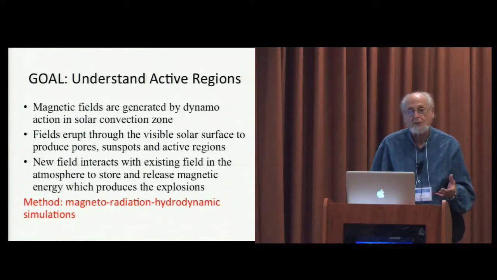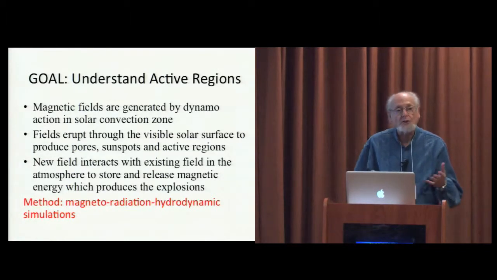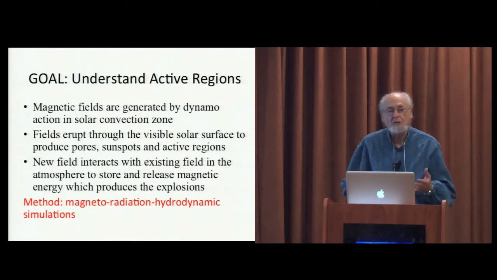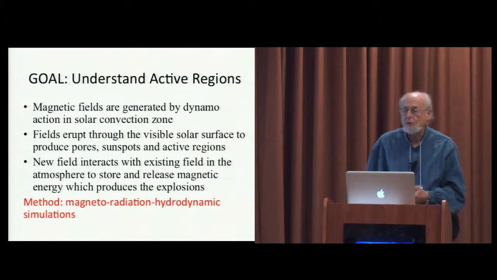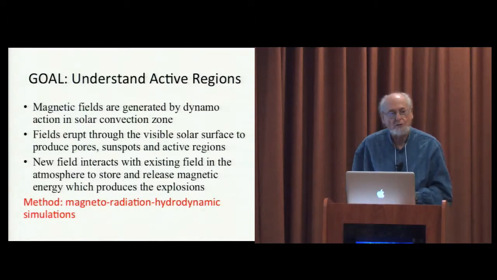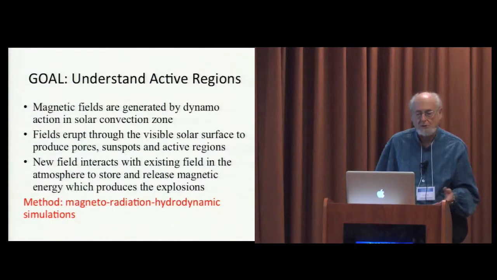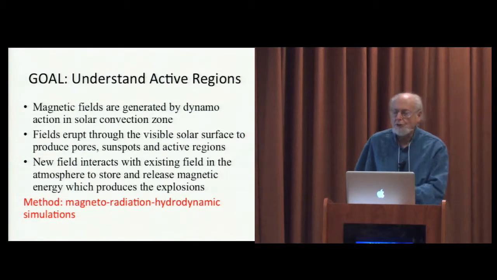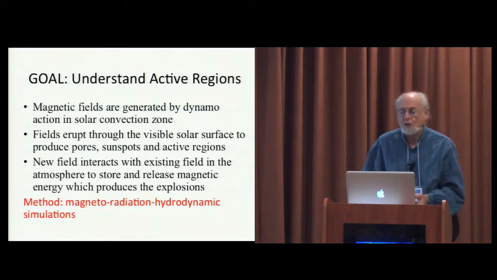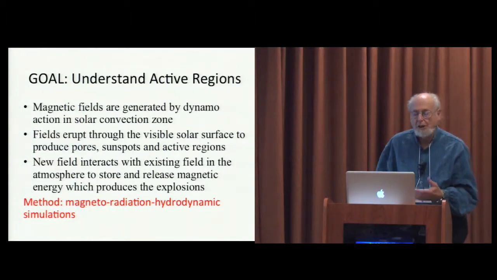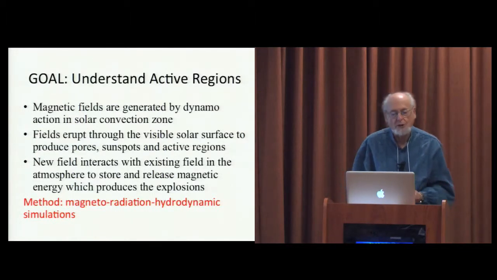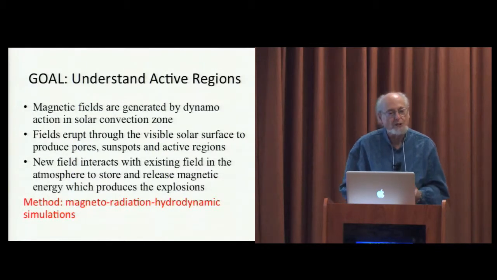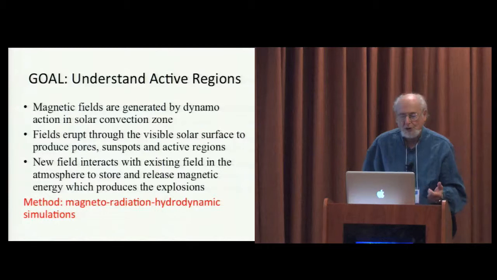We see magnetic fields erupting on all scales, from very tiny things of the order of tens of kilometers up to the large active regions, which are of the order of hundreds, thousands of kilometers. And when the new field that emerges through the surface interacts with the already existing field in the atmosphere, the chromosphere and the corona, you get a lot of stored magnetic energy, and that can be released very suddenly, and that produces the explosions.